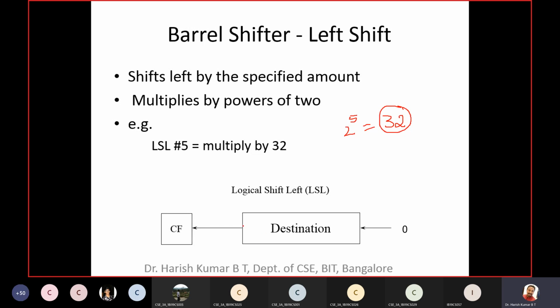Okay, don't get confused. If the bit value is 1 and it goes out of the register, it's not like you should add 1 here. Whatever goes out, whether 0 or 1, gets shifted out of the register. What gets introduced from the right side is zeros, and the bit which goes out of the register is moved into the carry flag.